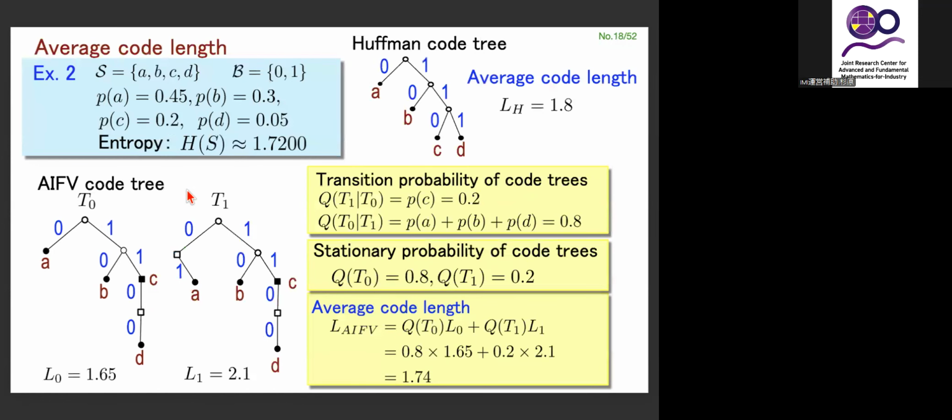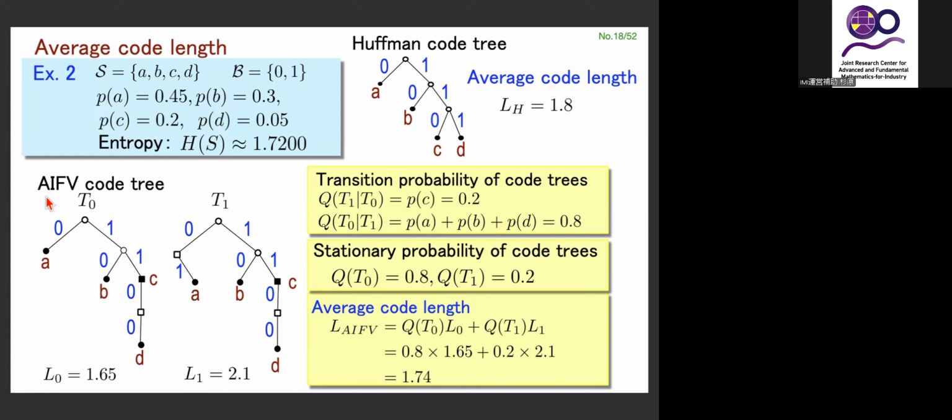Next, we show the AIFV code can attain a shorter average code length than the Huffman code. As an example, we consider this source distribution. This distribution has entropy 1.72. And the Huffman code for this source distribution is given by this code tree, and the average code length is 1.8.